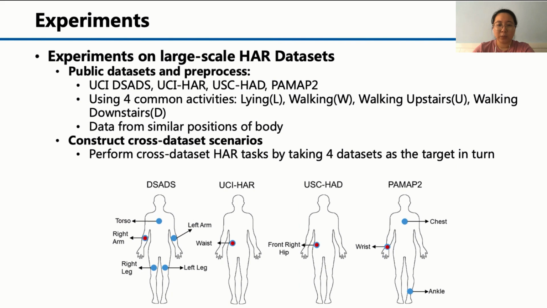We make some pre-processing and simulation experiments on 4 public HAR datasets. We construct cross-dataset scenarios by taking these datasets as target in turn, the other 3 as source candidates, and then build a transfer learning model for the selected tasks.